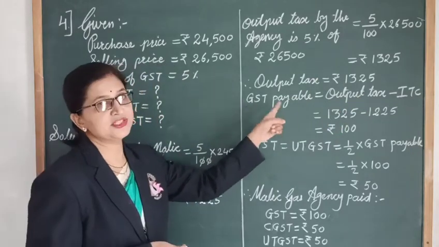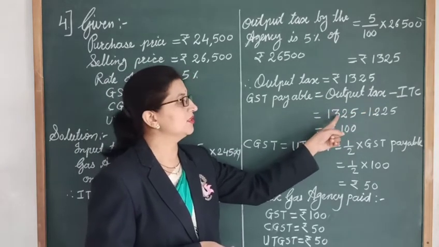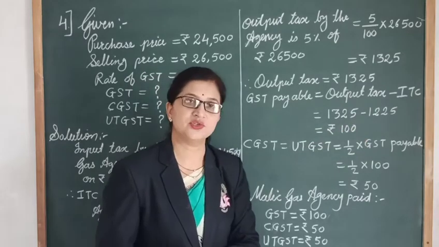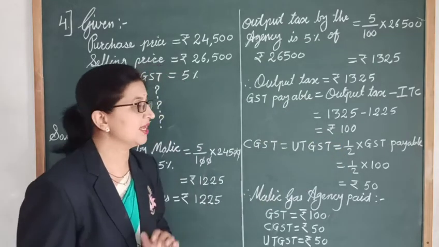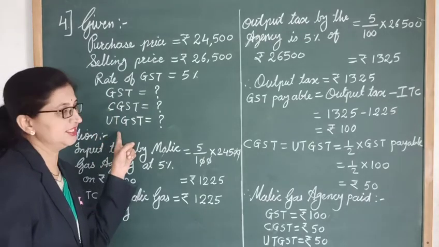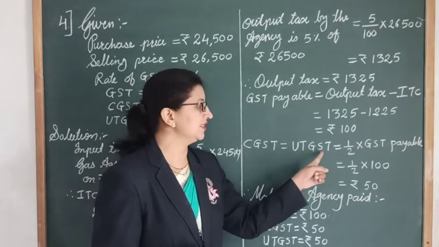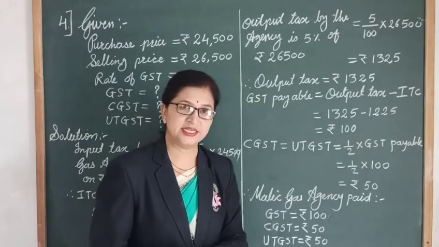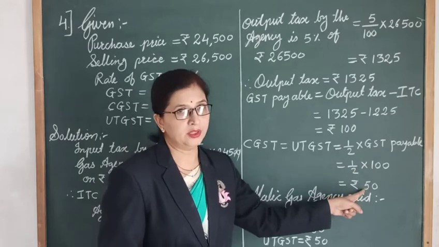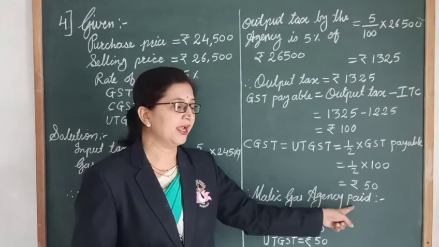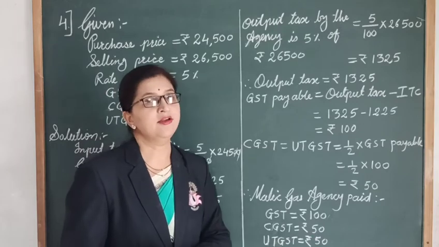So let's find out GST payable. GST payable is equal to output tax minus ITC, that is 1,325 minus 1,225 rupees. That is 100 rupees is the GST payable. Then again we have to find out the CGST and UTGST, which are half of the GST payable. So CGST is equal to UTGST, which is half of GST payable. So here GST payable we got 100 rupees, so half of it is 50 rupees. So in this way, Malik Gas Agency paid GST 100 rupees, CGST 50 rupees and UTGST 50 rupees.